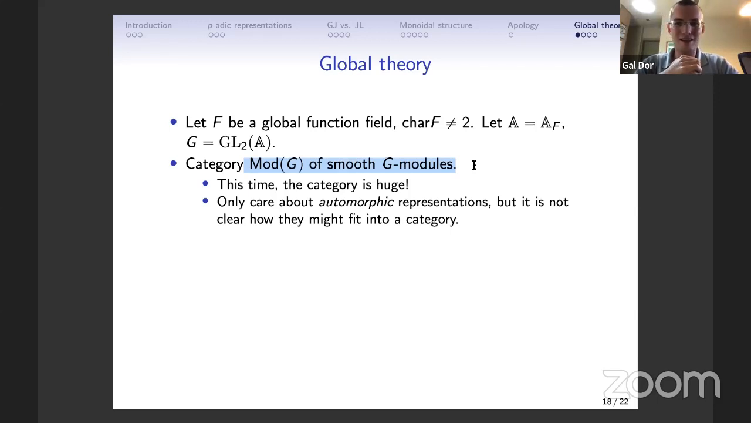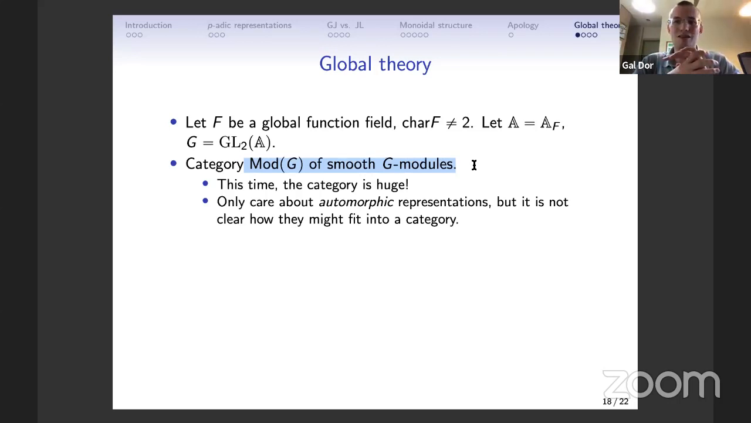In fact, I said subset and not subcategory because it isn't even clear what it means for a representation to be automorphic. If you have an irreducible representation, we say that it is automorphic if it appears as a constituent in some space of automorphic functions. But that's basically all we know to say.